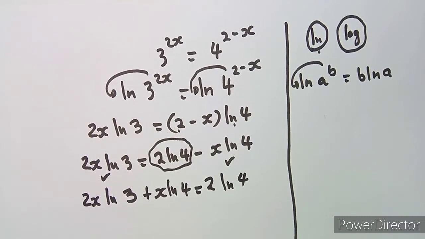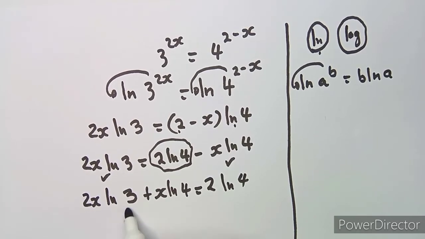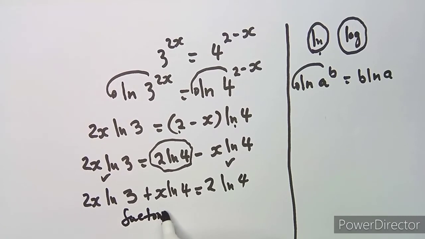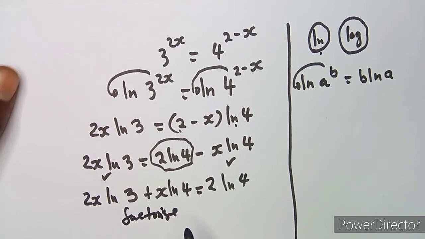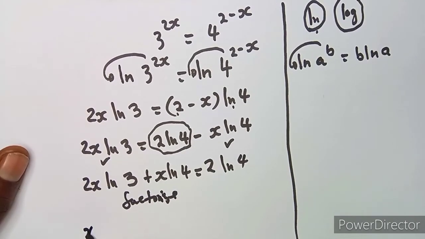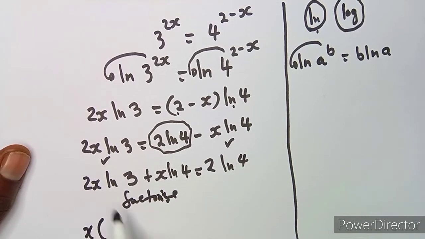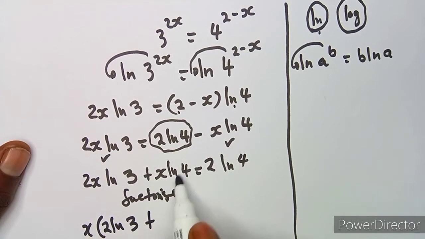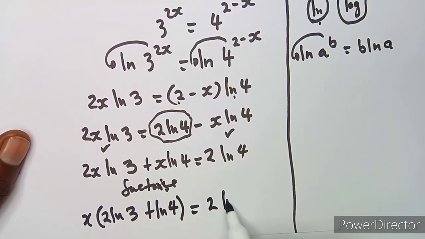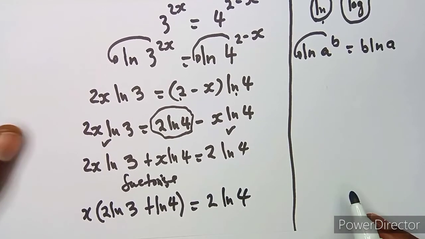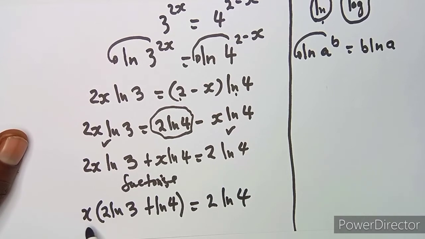Then what can I do? I want to solve for x, but I can see that there is x here, there is x here now. So I can factor out the x because it's common. You can factorize at this stage the x out of the bracket. You're going to be left with 2 ln 3, and if you factor out the x here, you're going to be left with ln 4, which is going to be equivalent to 2 ln 4. And at that stage, you can apply your mathematical skills. Just divide by the bracket on both sides.